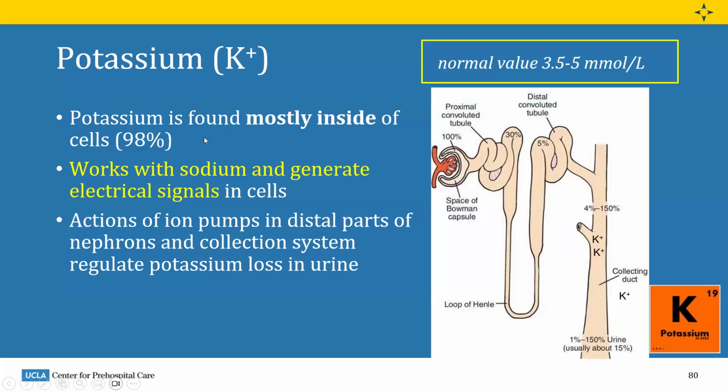So sodium we usually see outside of cells, potassium is usually inside of cells. It also works along with our sodium to generate those electrical signals in cells. Actions of our ion pumps and distal parts of our nephron in our collecting system are going to regulate potassium loss. So essentially here, right, our collecting duct, that's kind of what's going to be controlling how much potassium we reabsorb back into our bloodstream or we secrete into our urine.